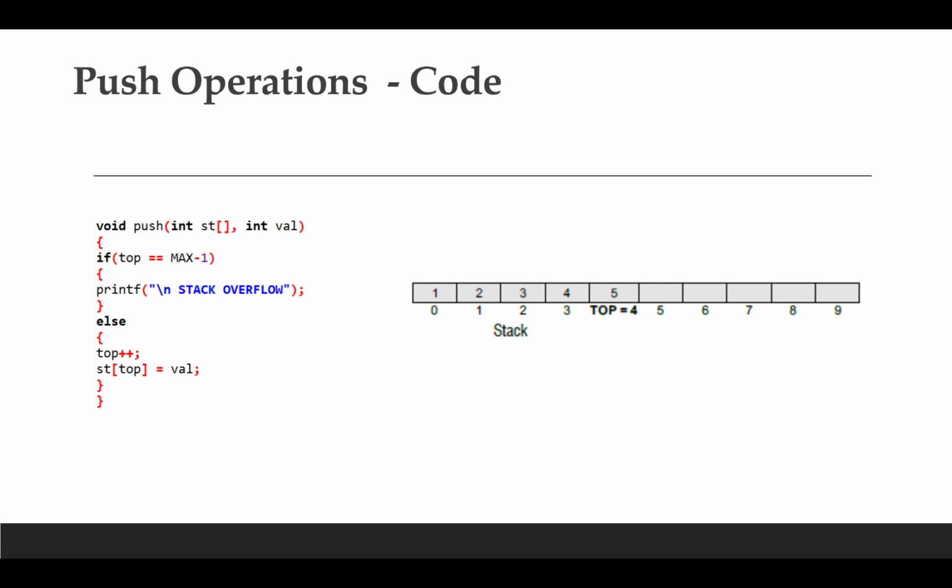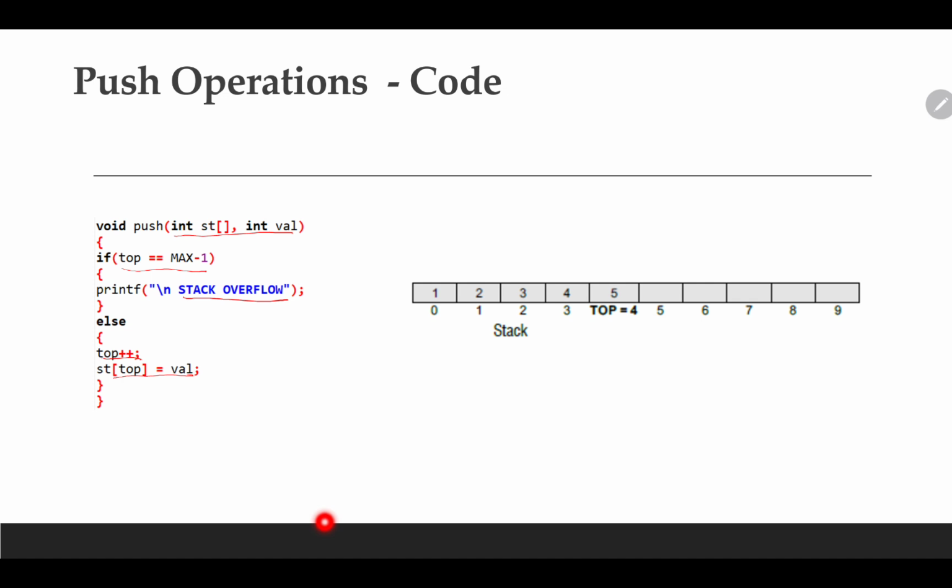So this is the code for pushing the element inside the stack. You can see first we are passing two arguments, that is st, the stack array, then value. Then we are checking the condition top is equal to max minus 1. If this condition is true, it will print the message as stack overflow. And if it is false, it will increment the value of the top and assign the value in the top position.